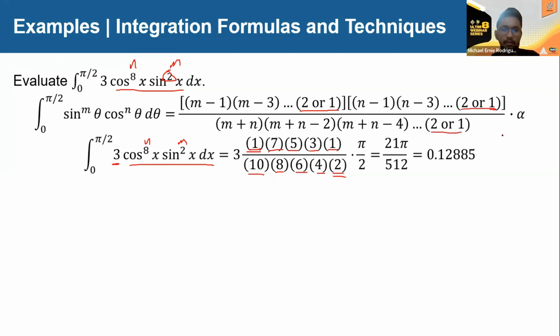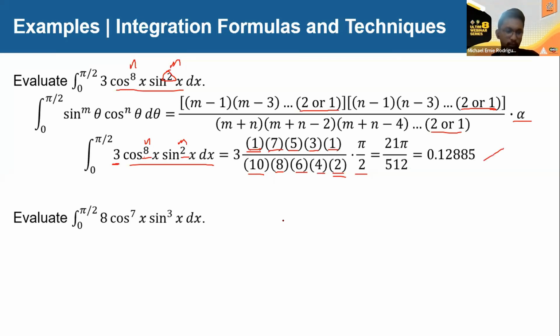Okay? And then times alpha. Okay? So kung pansin natin dito, we have even for both the m and n. Okay? 2 and 8 yung powers, no? So our alpha is pi over 2. Okay? So let's evaluate this. Walang maka-cancel, no? Okay. Sige, input sa calculator and then our answer will be 21 pi over 512. That is equal to 0.12885. Okay, so this is our answer.